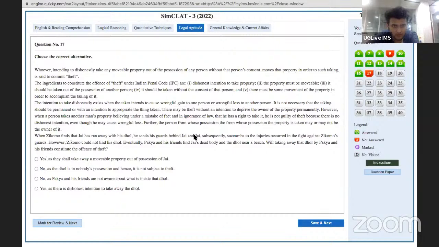Finds that Jay has run away. He sends his guards behind Jay, and Jay subsequently succumbed to his injury occurred in the fight against Zikomo's guards. However, Zikomo could not find his dhol. Eventually, Pakya and his friend find Jay's dead body in the dhol near a beach. Taking away that dhol by Pakya and his friends constitutes the offense of theft, possession of Jay, a dishonest intention to take away the dhol. यहाँ पे dishonest intention का तो है ही नहीं गेम, यहाँ पे possession है, ठीक है?